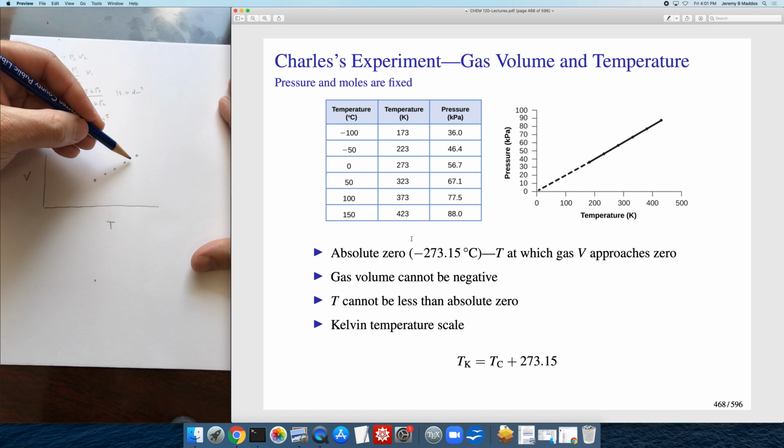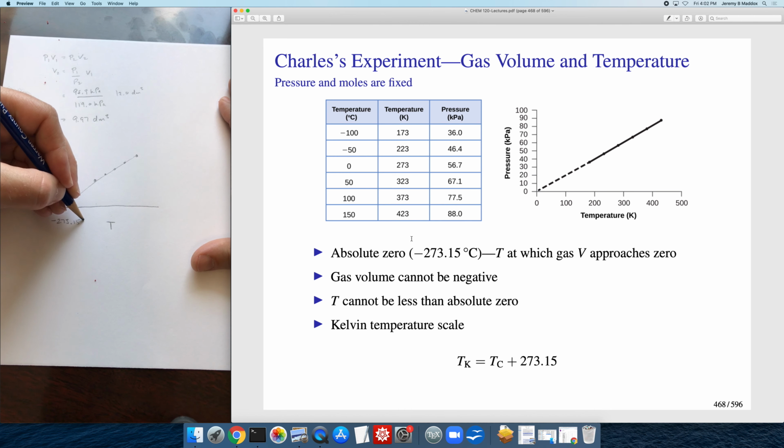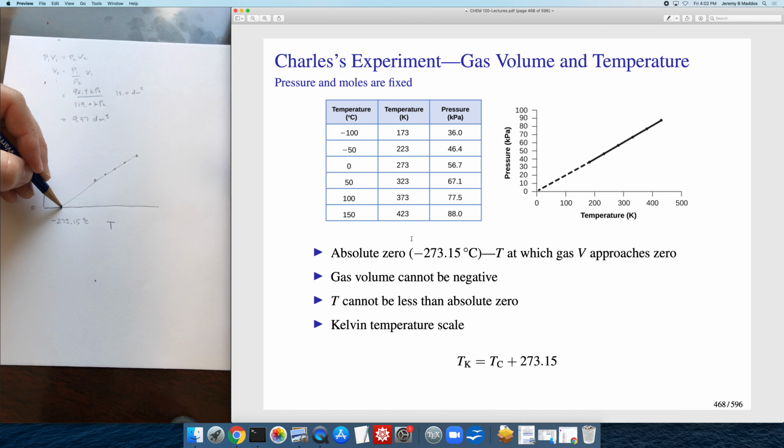If you extrapolate the line down, what you'll find is that the line intersects the axis at minus 273.15 degrees Celsius. Okay, it goes to zero volume at that temperature if you extrapolate the line. And so this we call absolute zero. It does not make sense to have a volume less than zero, and so this is taken to be the lowest temperature that can be achieved.